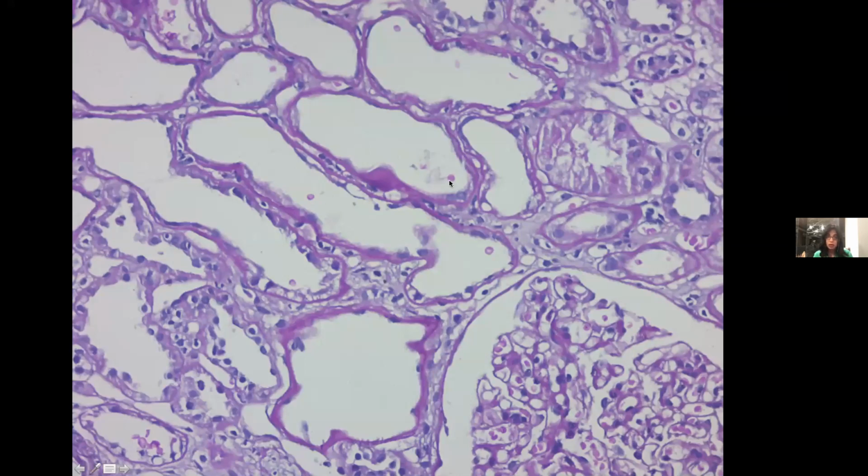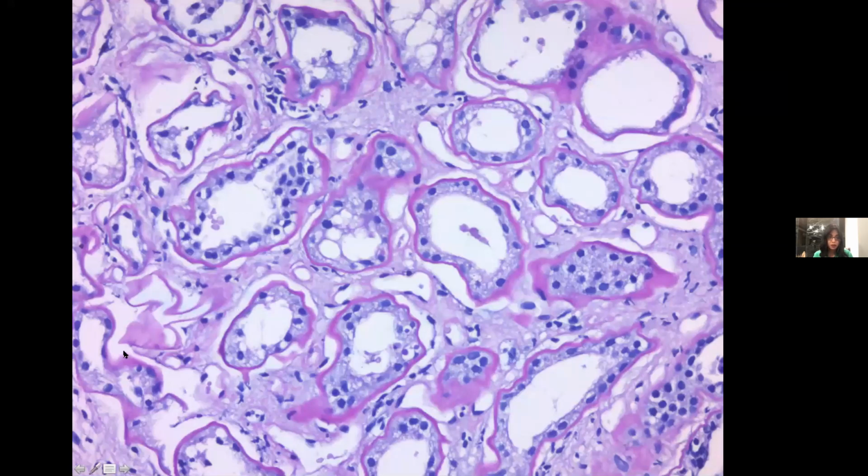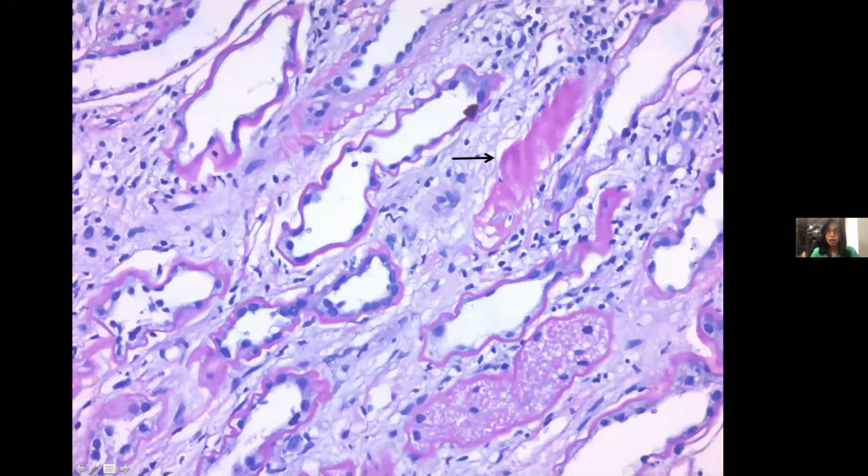Quite prominent tubular basement membranes for a patient who has no medical disease to explain this. And then you get this amorphous, this is not a cast. This is typical amorphous pink deposits, which you can see sometimes as these islands in light chain disease patients. So you get these amorphous irregular deposits, usually in the medulla or at the corticomedullary junction. And look at the tubular basement membranes. Look how wrinkled they are and thickened.